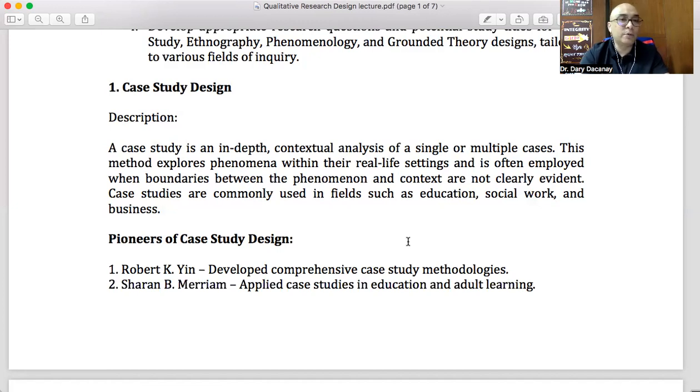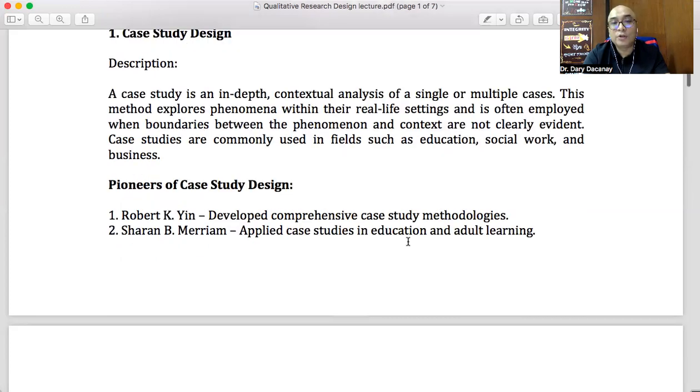So this method explores the phenomena within the real-life settings and is often employed when boundaries between the phenomena and the context are not clearly evident. So case studies are commonly used in fields of education, the social work, business, and the others. And the pioneers of the case study design are as follows. We have Robert K. Yin, which I think I have suggested for you to be able to use. Sharon B. Merriam, case study education, adult learning.